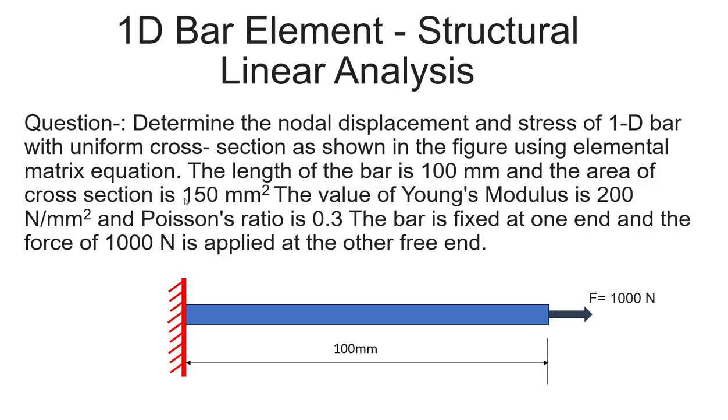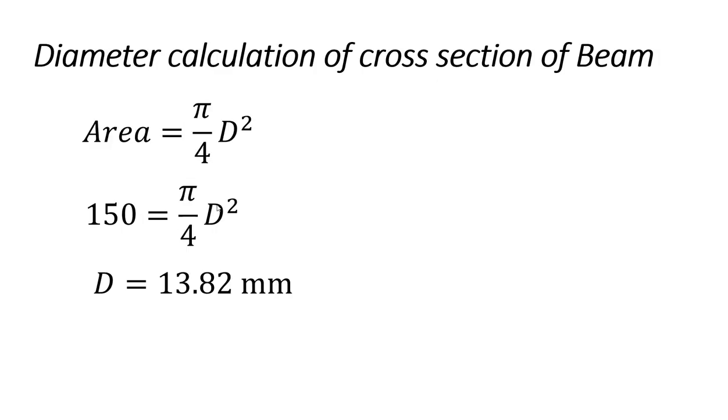Now here, its cross sectional area is 150 mm square. If we consider that the bar has a circular cross section, what should be the diameter? The area 150 equals pi by 4 times d square, so the diameter would be 13.82. Now we start this in the Lisa software.